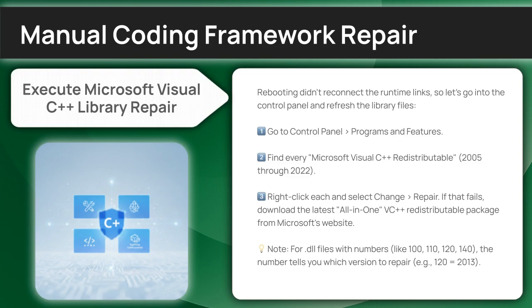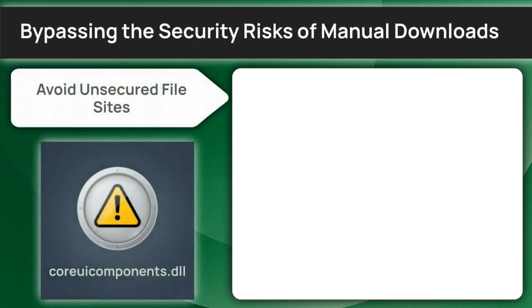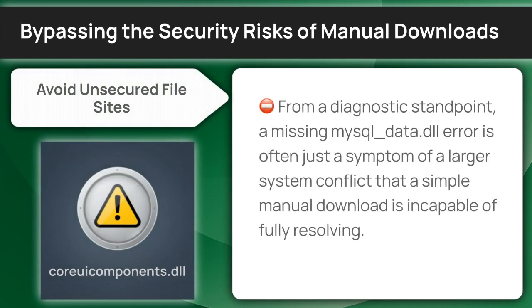Please note that for DLL files with numbers, the number tells you which version to repair. For example, 120 equals 2013. To prevent any secondary issues, I recommend a cautious approach to downloading individual system files. The version of MySQL data module DLL found on most download sites is often compiled for different hardware, which can cause your CPU to work harder or crash.